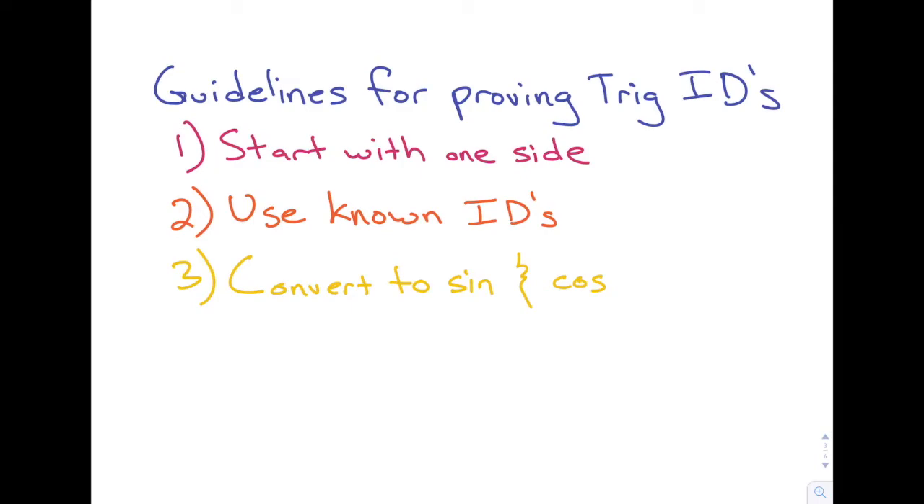Always good to use your known identities. And a useful technique too is to convert to sine and cosine, because that makes it a little bit easier to see what's happening.